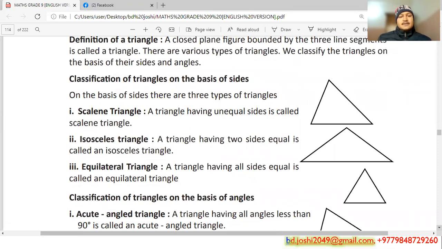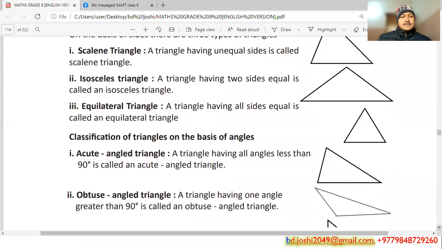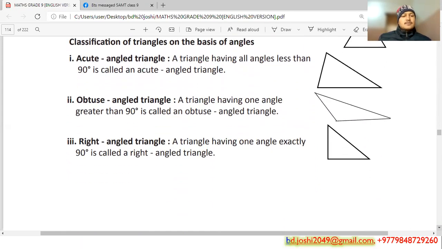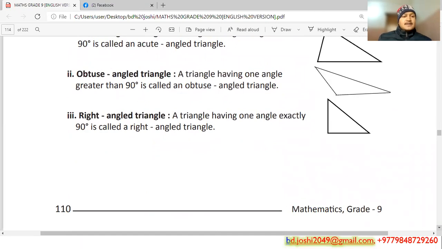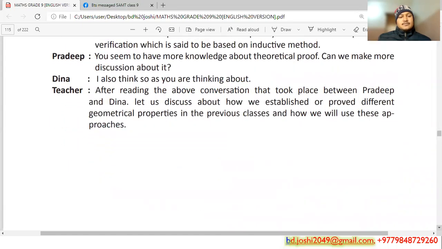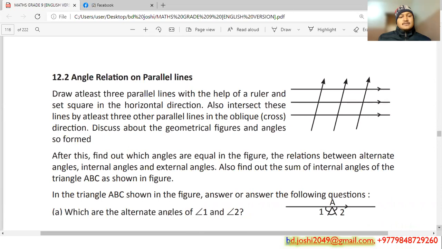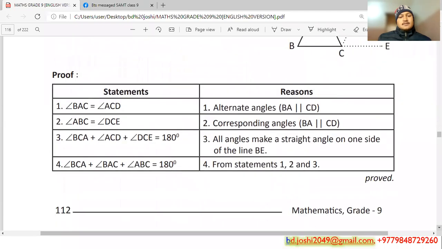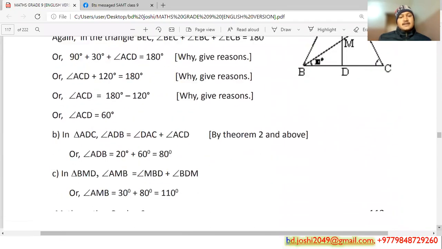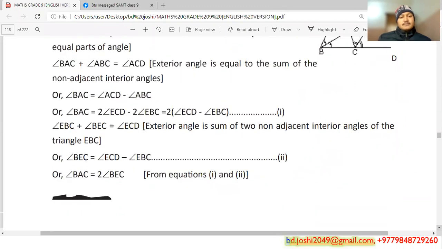Scalene triangle: a triangle having unequal sides is called scalene. We already discussed this. Isosceles: triangle having two sides equal. Equilateral: triangle having all sides equal. Acute angle triangle means all angles of the triangle are less than 90. Obtuse angle triangle if one angle is more than 90. Right angle triangle if one angle is 90 degrees. Now after this we proved some theorems. Sum of all angles of a triangle is 180. Similarly, the exterior angle of a triangle is equal to the sum of the two opposite interior angles, that we proved here.